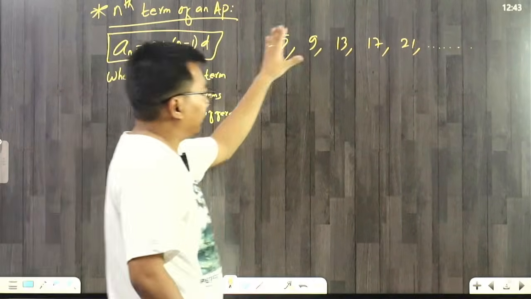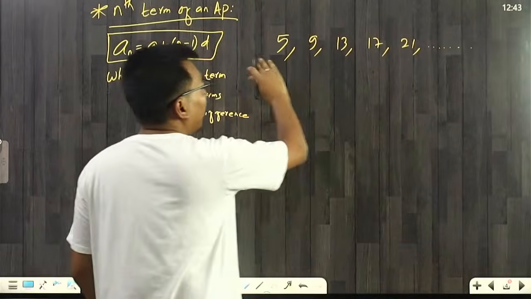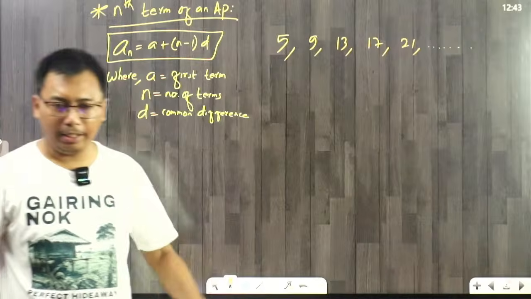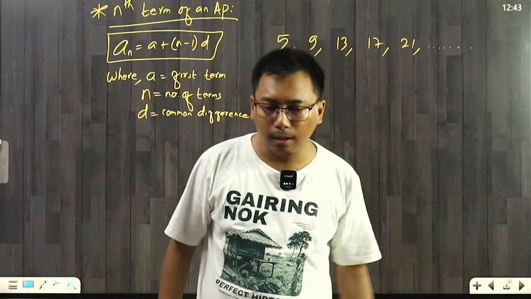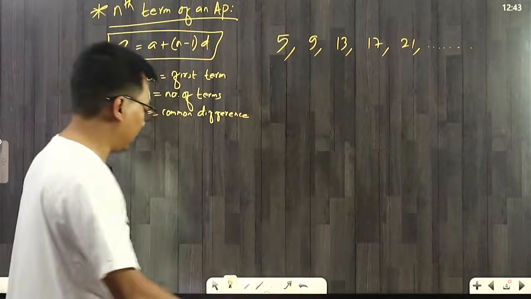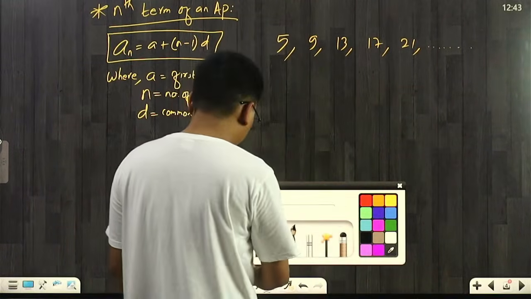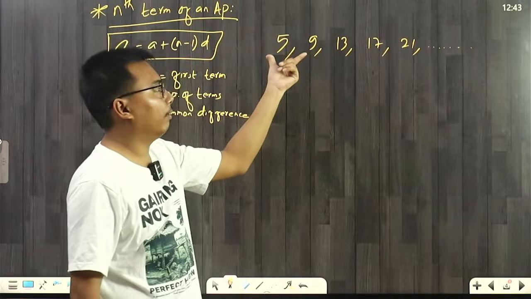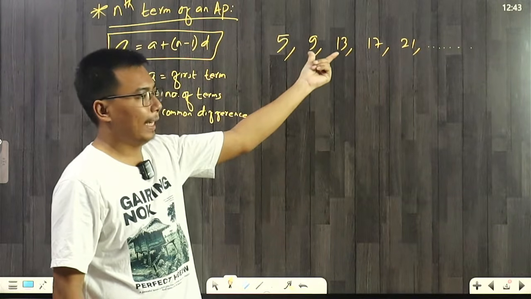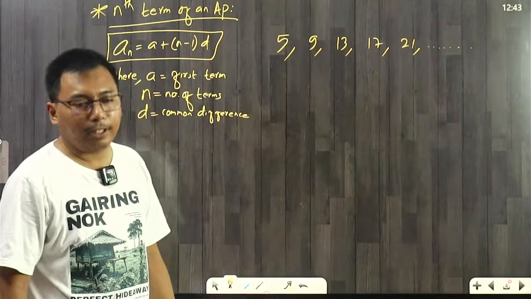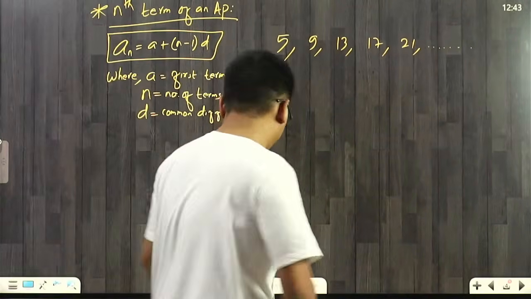Now see. First of all, we have to check whether this is an AP. How do we check that? By checking the common difference, right? And how do we check the common difference? Second term minus first term. What is the second term minus first term here? 4. Third term minus second term, 4. If we keep on checking, we have the same common difference, which means this is an AP.